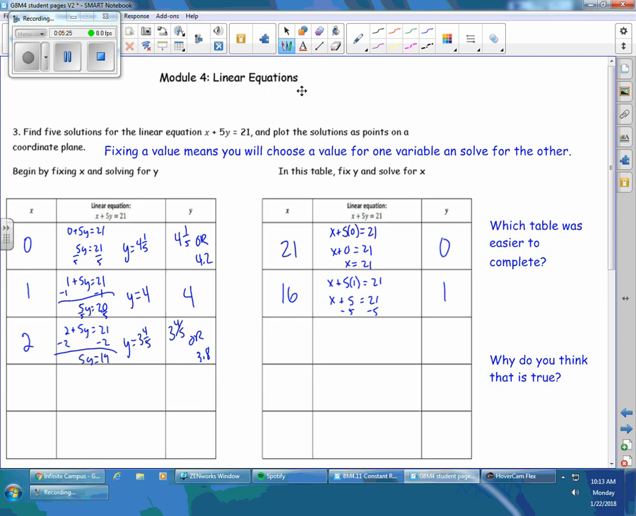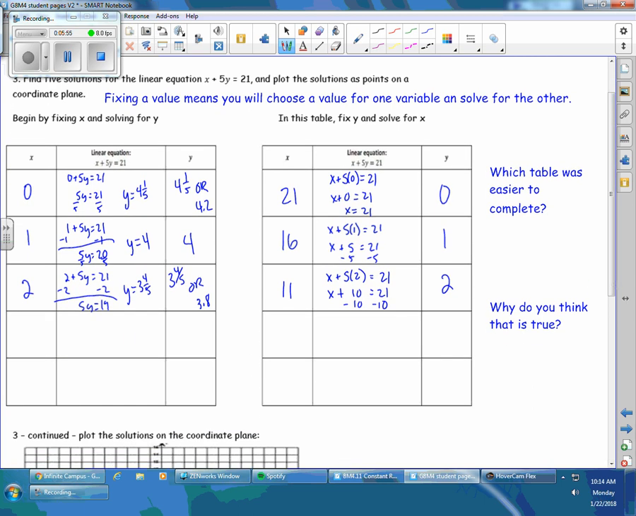Let's see what happens on the other side. If I plug in a 2 for y, x plus 5 times 2 equals 21. 5 times 2 is 10, so x plus 10 equals 21. Subtract 10, and x equals 11. That was easy peasy. I didn't have to worry about a decimal or a fraction or anything like that. That was nice and straightforward. I liked that a lot. Let's do one more before we make our conjecture.